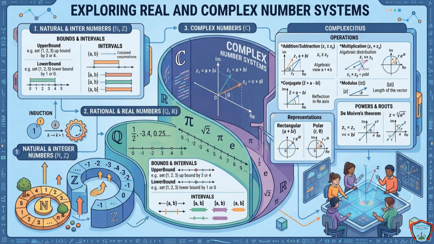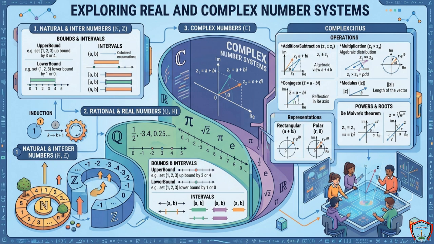Welcome to Chapter 3, Session 4. In the previous session, we explored natural numbers, integers, and rational numbers. In this session, we will extend our understanding of the number system by studying irrational numbers, real numbers, their properties, and the motivation for introducing complex numbers.